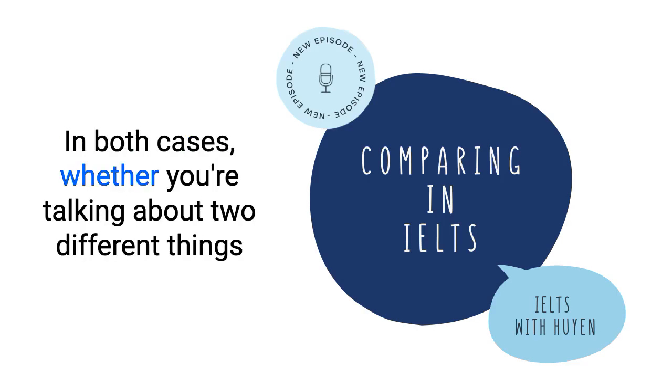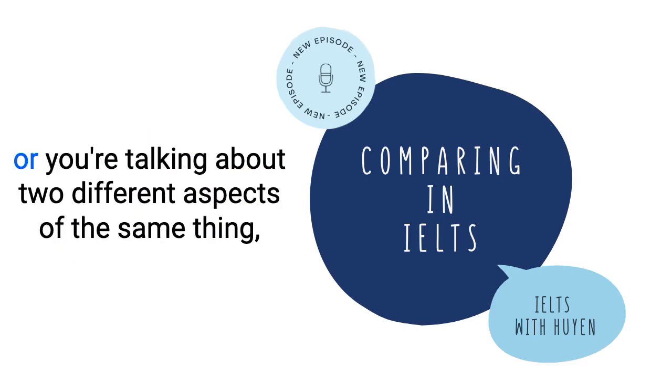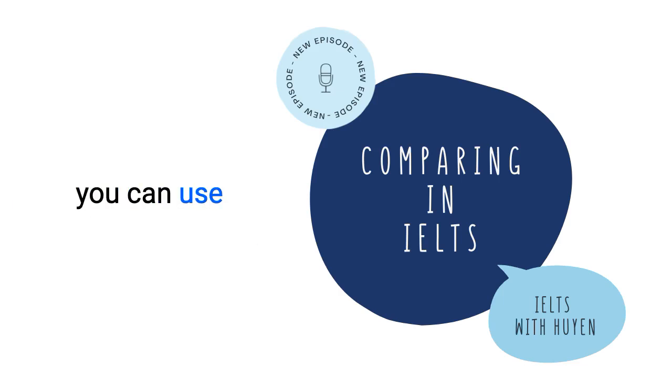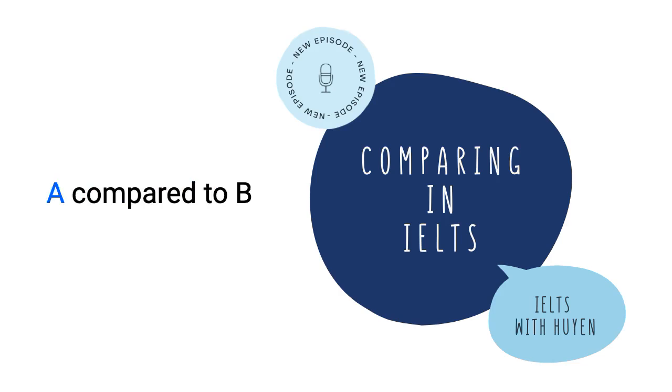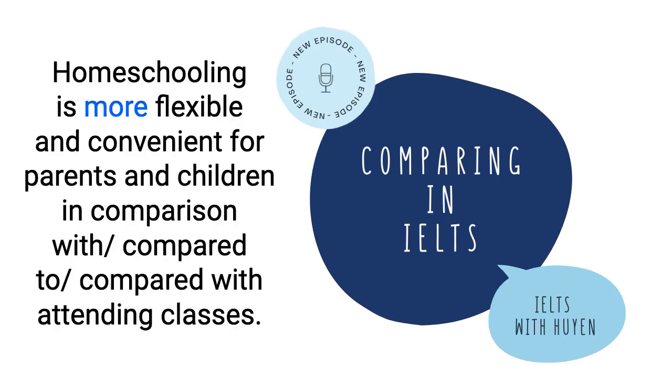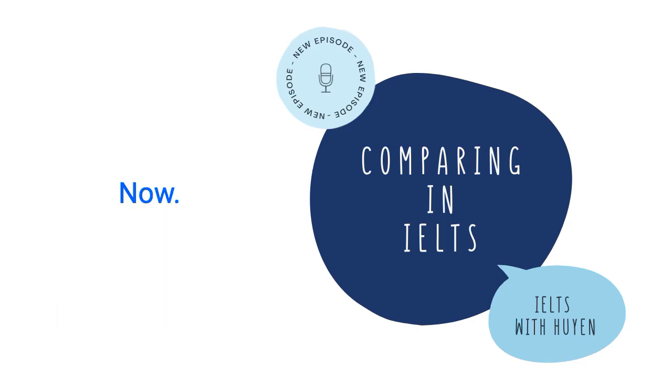In both cases, whether you're talking about two different things or two different aspects of the same thing, you can use A in comparison with B, A compared to B, or A compared with B. For example, homeschooling is more flexible and convenient for parents and children in comparison with, compared with attending classes.